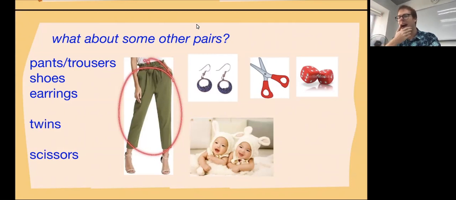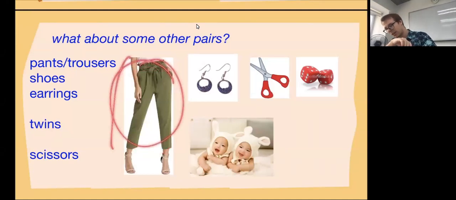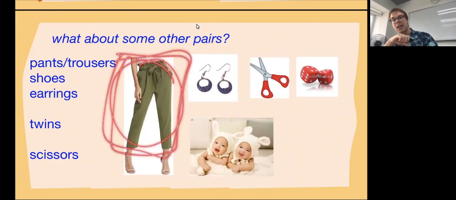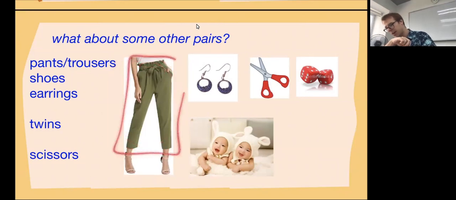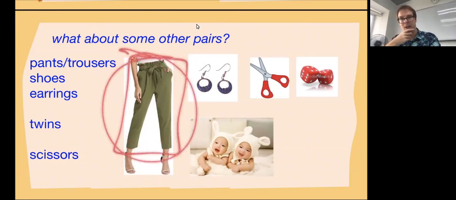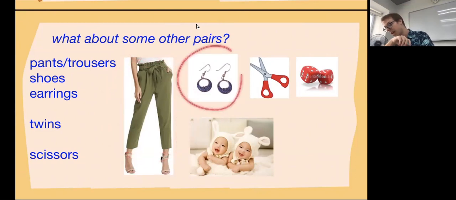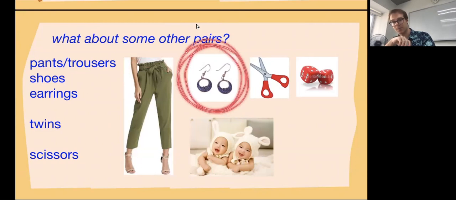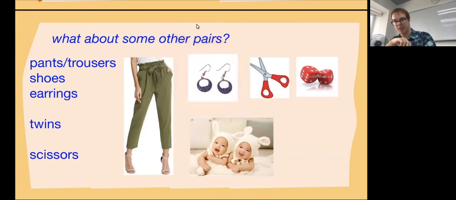Maybe you say, oh yeah, I always think of it as one. So you could say, oh yeah, that pair looks really cute on you, right? But maybe earrings, you say, oh yeah, that pair look really cute on you, right? Those earrings, right? That pair look really cute on you, okay? So sometimes we'll use a singular, sometimes for these, we can use a plural, right?